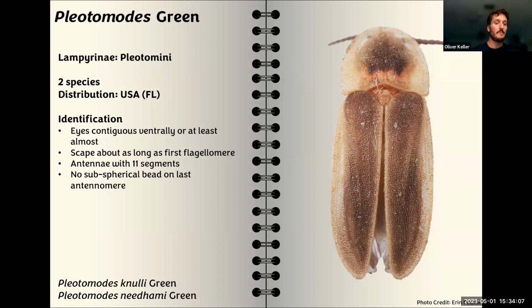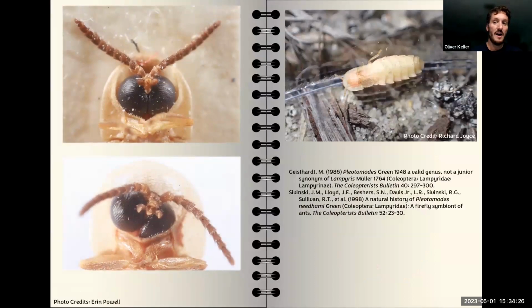We have 2 species: Pleotomus knolli, which is widespread in Florida, and Pleotomus needhami, which is only known from 2 counties, Highlands County and Polk County. And the cool thing about these guys is they live in ant nests, and the females come out at night.